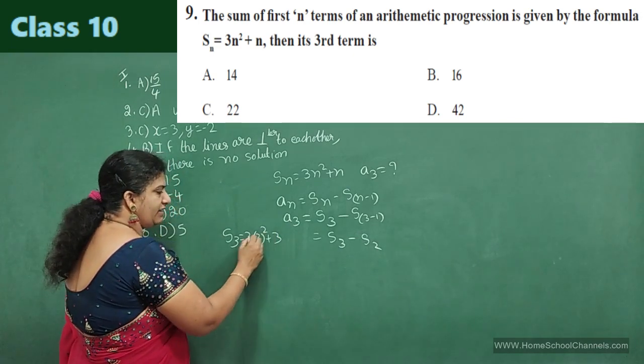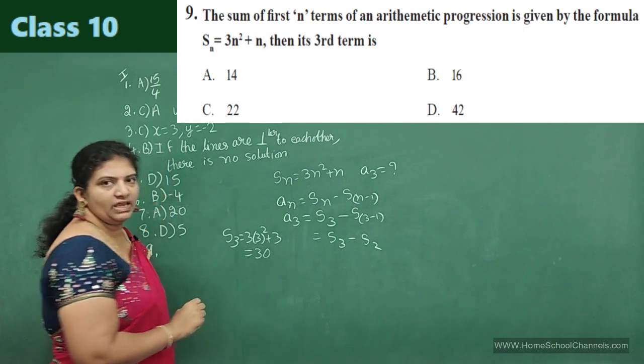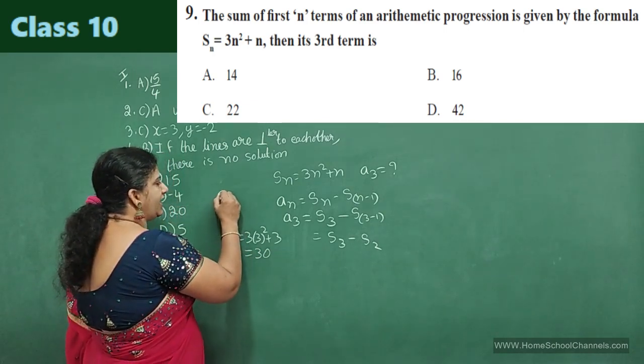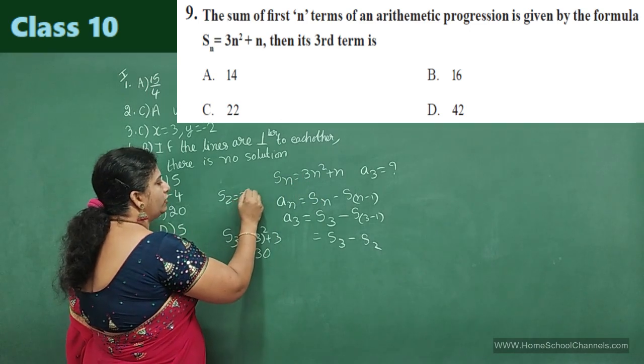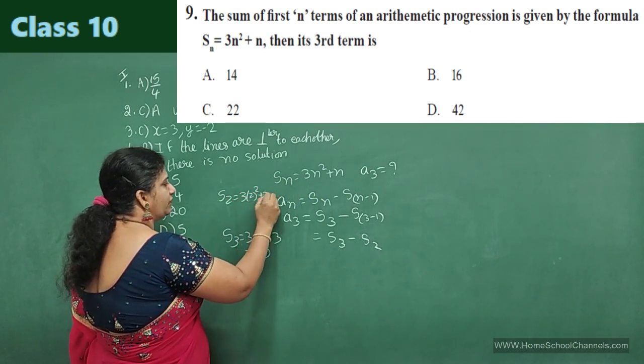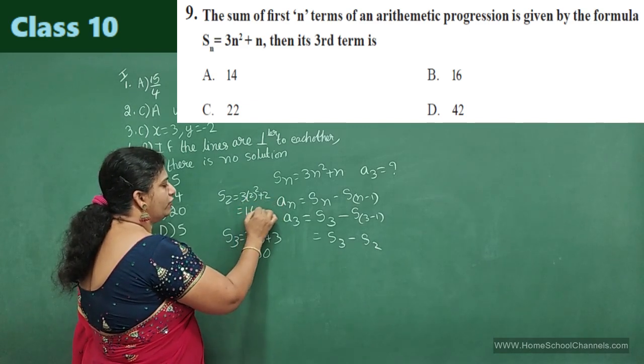3 3s are 9. 9 3s are 27. 27 plus 3 will be 30. Similarly, find S2. Substitute n as 2: 3 into 2 square plus 2. 2 2s are 4. 4 3s are 12. 12 plus 2 will be 14.